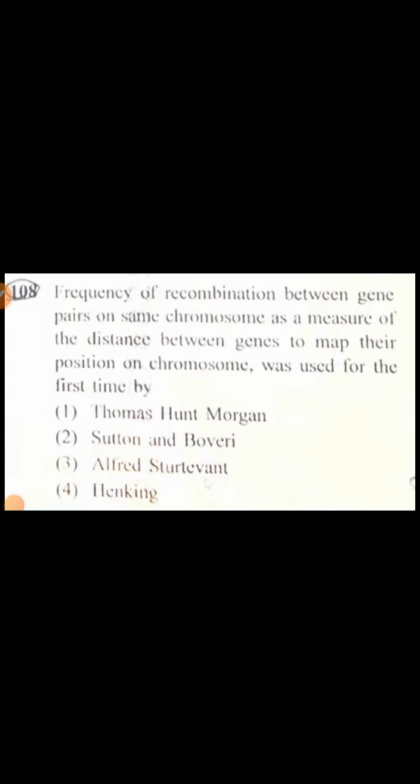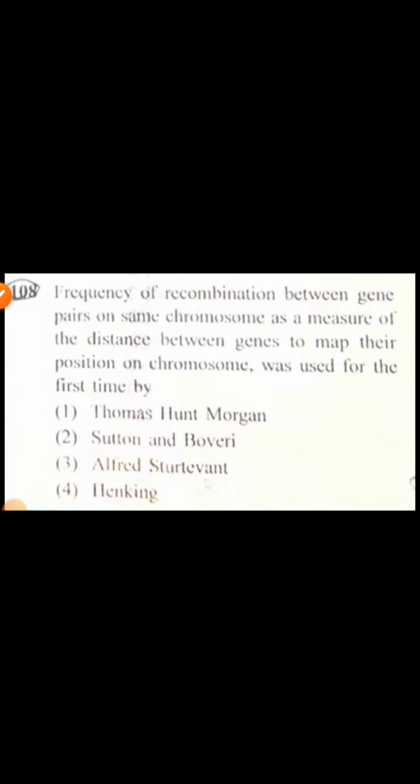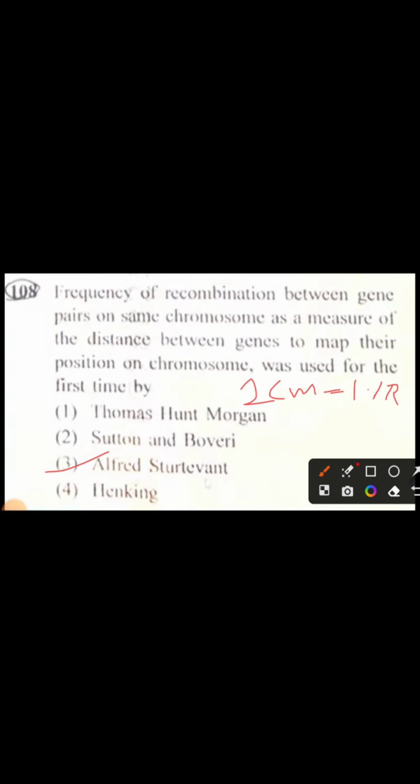Frequency of recombination between genes on the same chromosome as a measure of distance between genes to map their position on chromosome was used for the first time by Alfred Sturtevant. One centimorgan distance shows 1% recombination. So correct option third is correct.